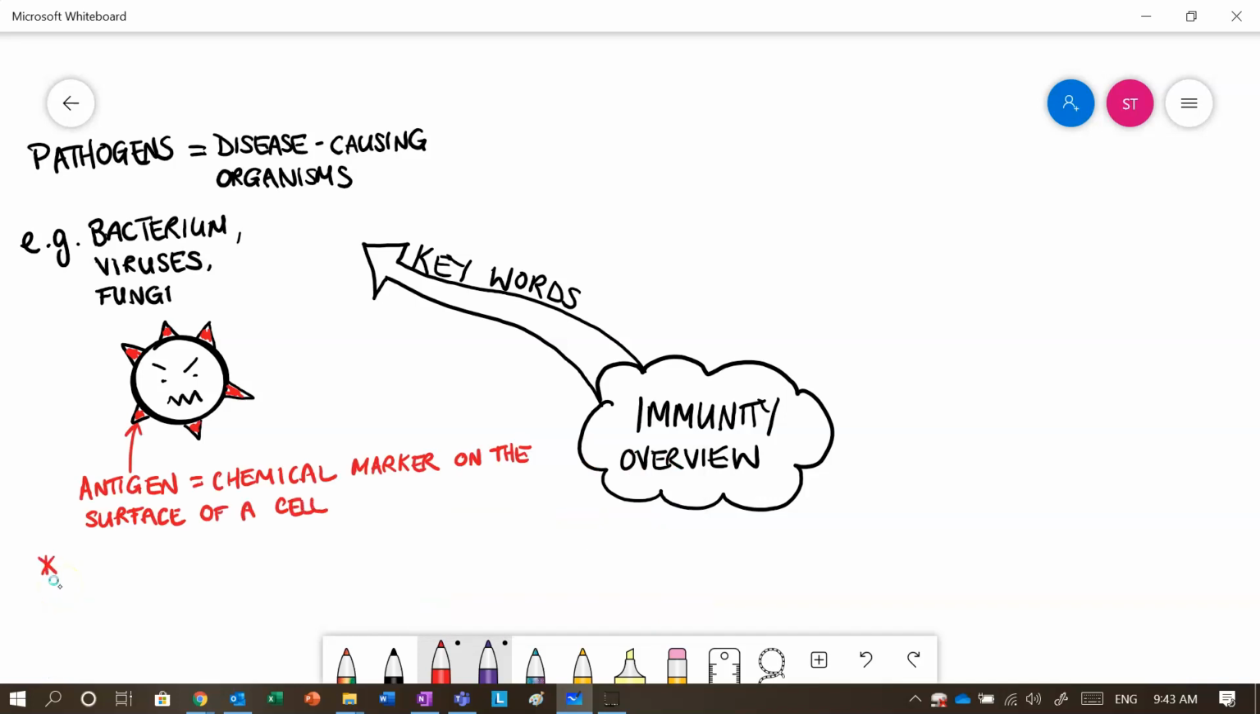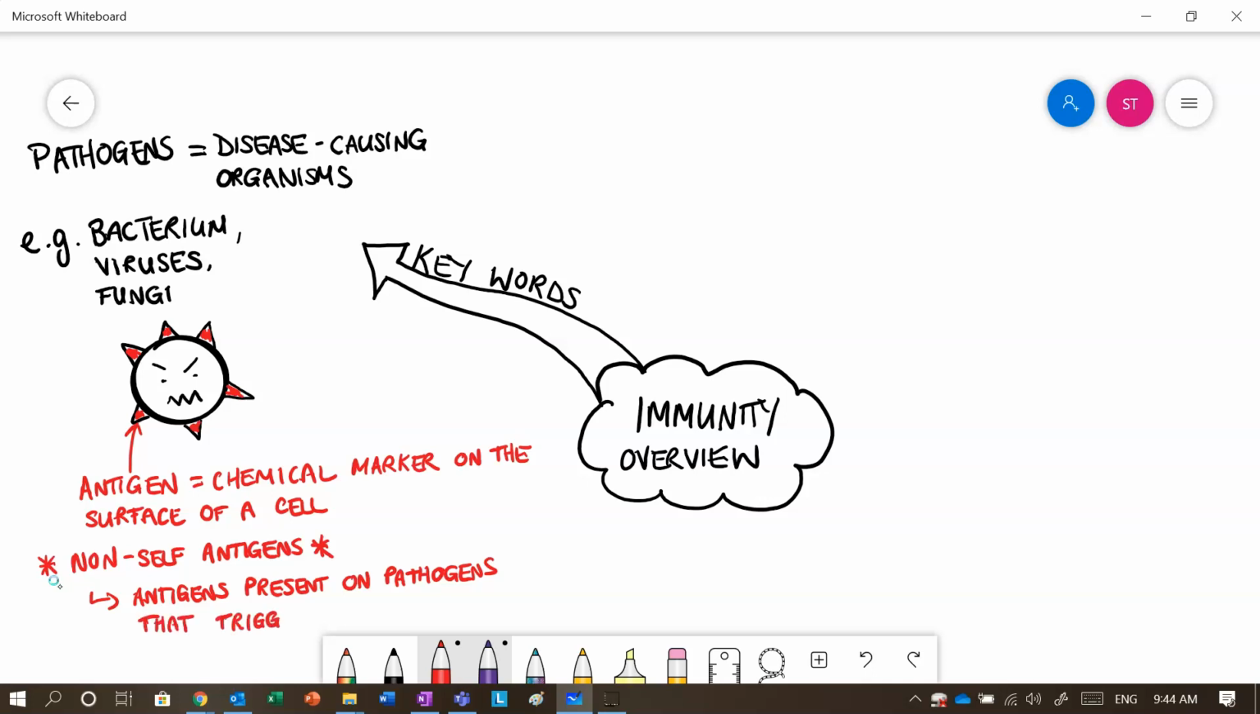Hi everyone. In this mind map, we're just going to summarize what we've learned so far about immunity in the third line response. So to start off with, we know that pathogens are disease-causing organisms that can be bacterium, viruses, or fungi. Now, what alerts our immune system to their presence are antigens.